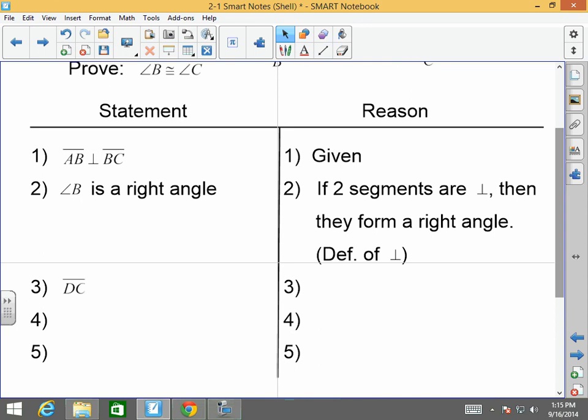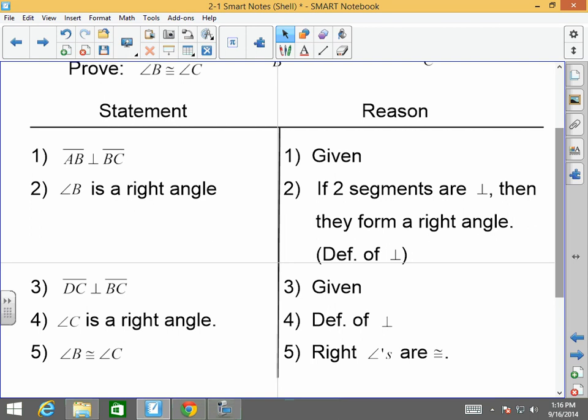Because the next step would be the next given. DC is perpendicular to BC, given. And then if DC is perpendicular to BC, what do I know for sure? That's exactly correct. Angle C is a right angle. Definition of perpendicularity. So you could go further and say they're both 90, but why would you want to? Because now at this point, if I know angle B is a right angle, and I know angle C is a right angle, what do we know about angle B and C? Why? Right angles are congruent. Or you could say the right angle theorem. Does that make sense? Yes, sir.